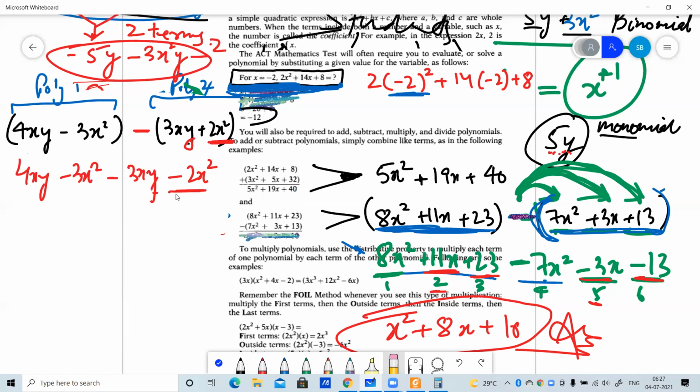I see. Now, can you solve this? Can you combine the like terms? So 4xy, and then minus 3xy. This is xy. 4xy minus 3xy will be xy, right? And negative 3x squared minus 2x squared.